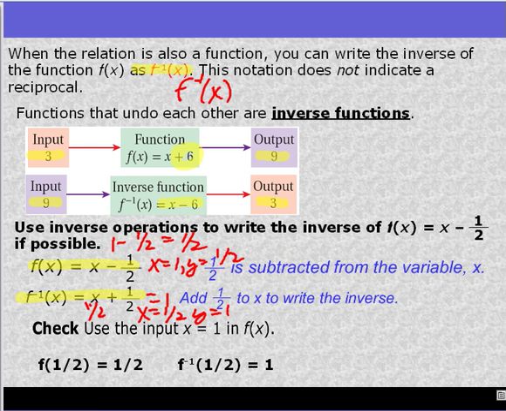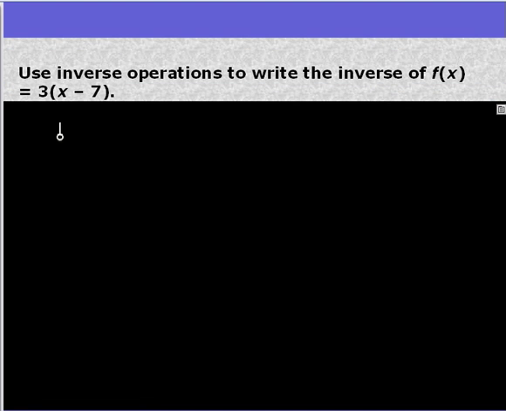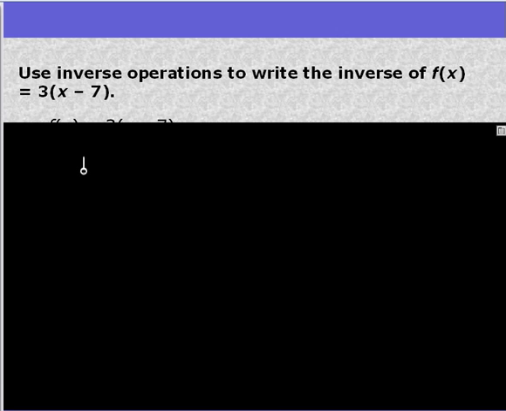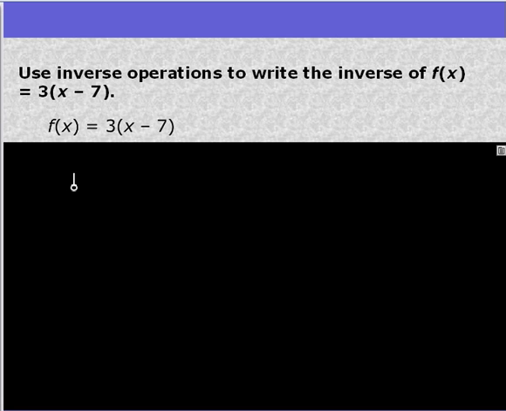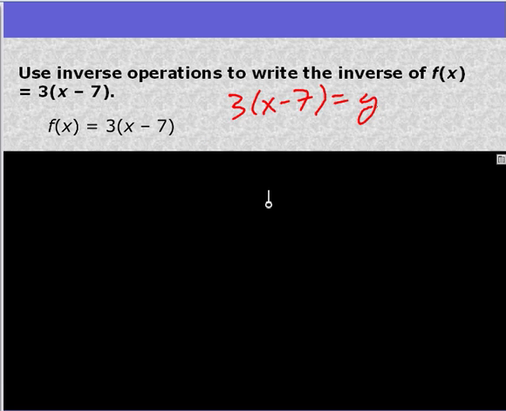All right, and second example. So here we have a more complex example, f of x equals 3 times x minus 7. So what do we do to x? Well, the first thing we do is, this is a little bit confusing. The way I look at it is, if this were my y, what do I do to x to get to y? Well, I subtract 7 and multiply by 3.